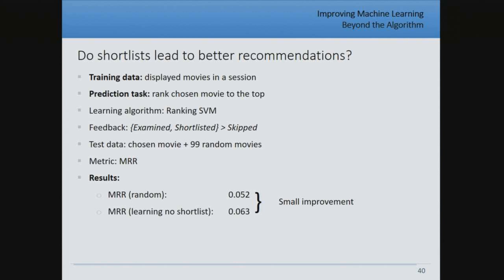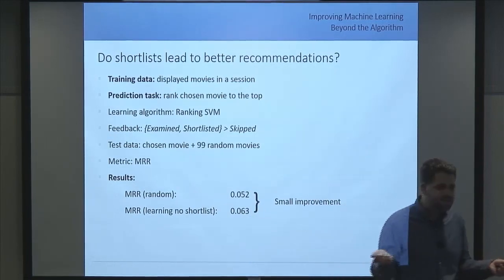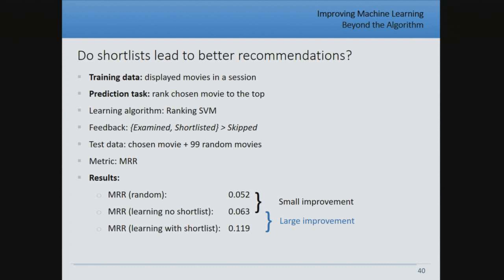So if you consider the MRR of a random baseline, and you learn from the sessions that had no shortlist, you get a small improvement. Well, that's not so great, you think. But once you learn from sessions that had the shortlist, so use that kind of feedback data, the new type of feedback signal that you collected, you actually are able to increase your MRR quite significantly.